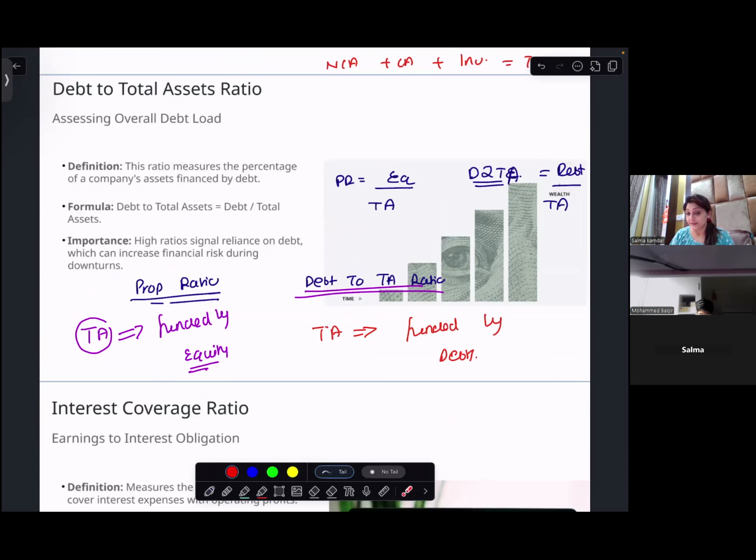Proprietary ratio will tell you how much of your total assets is funded by equity. Debt to total assets will tell you how much of your total assets is funded by your debt. Okay? If you have a higher proprietary ratio, what does it mean?